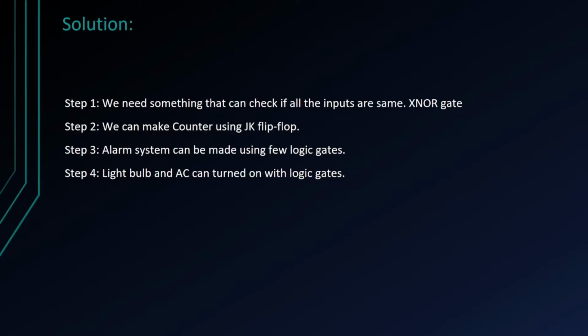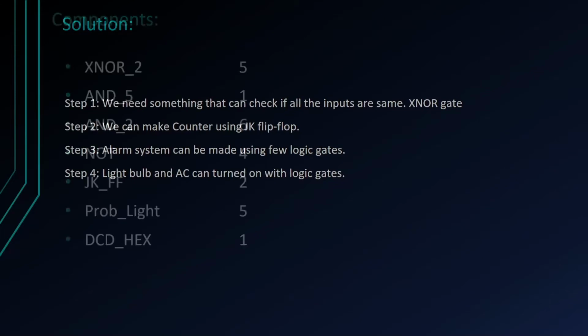To solve that problem, we need something that can check if all the inputs are matched with the stored values. We can use an XNOR gate for that. We can make a counter using JK flip-flops. The alarm system can be made using a few logic gates. The light bulb and AC can be turned on with logic gates.